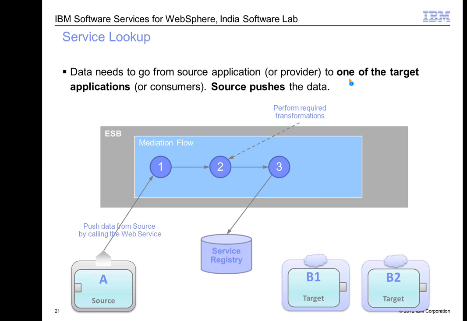Step number 4 is where we push the data to the desired application. So in step number 3, we decided which application to push the data to, and step number 4 delivers that by calling the web service of either B1 or B2, or in some cases both, if that is what my service registry tells me, that the information has to go to both of them. Okay, so that's all about it.